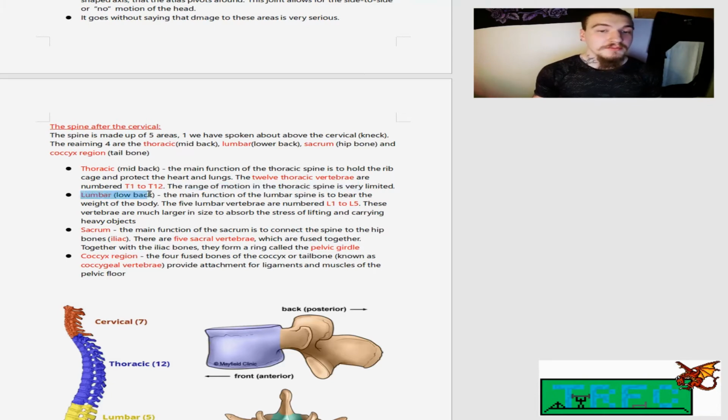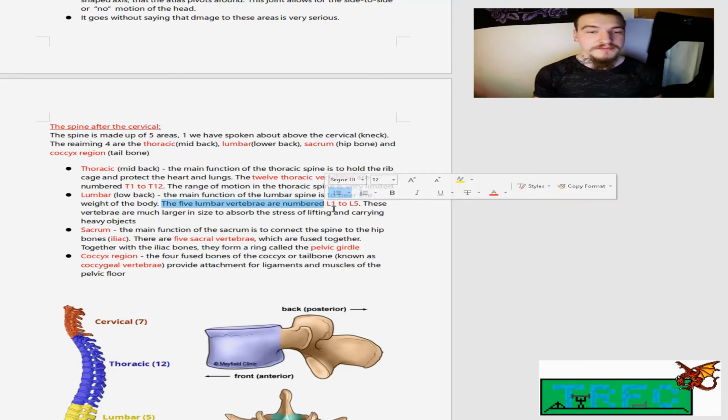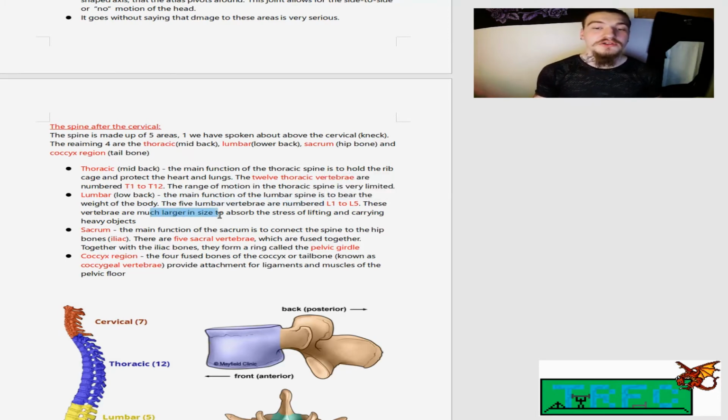Now then, we've got the lumbar, which is the lower back, pretty easy to remember, L, lumbar, lower back, L. The main function of the lumbar spine is to bear the weight of the body, or when you're doing like heavier lifts. So the 5 lumbar vertebrae are labelled L1 to L5. So these vertebrae are much larger than the ones before it, as they have to absorb a lot more stress when lifting or carrying heavy objects.